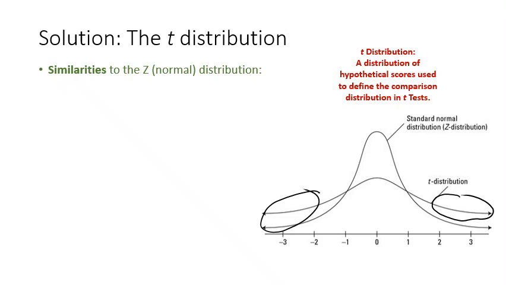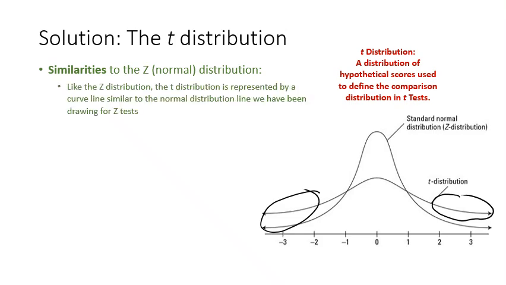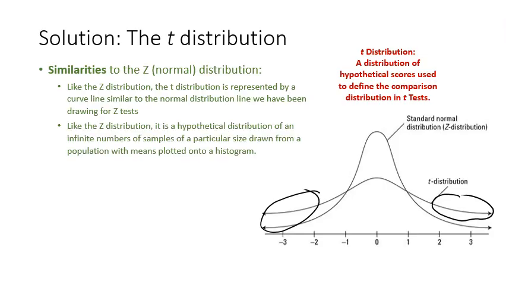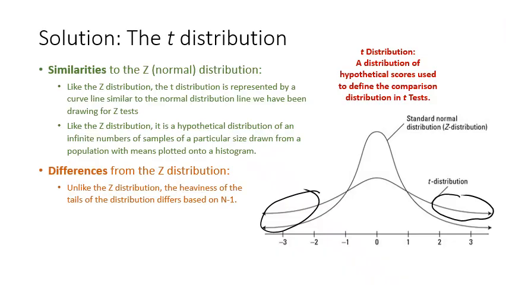And in some ways it's similar. First off, like the z distribution, the t distribution is represented by a curved line that's symmetrical. It's similar to the normal distribution line, sort of bell-shaped. And it also represents a hypothetical distribution of an infinite number of samples of a particular size drawn from the population with the means plotted on a histogram. But there are some differences. Unlike the z distribution, the heaviness of the tails differs based on the size of the sample.